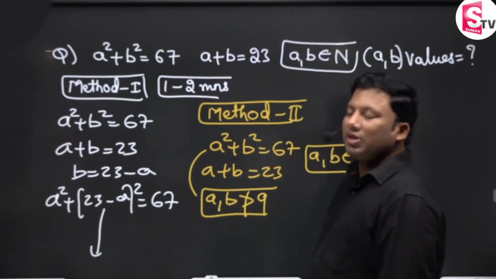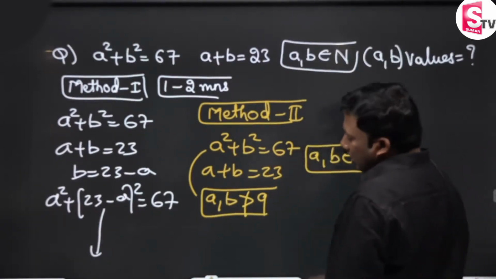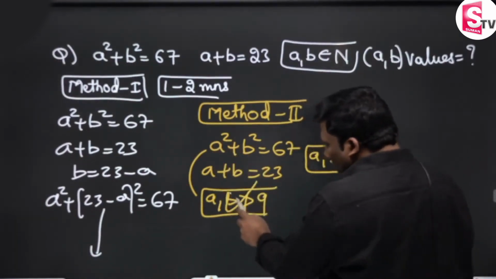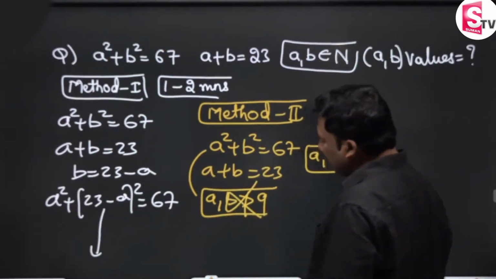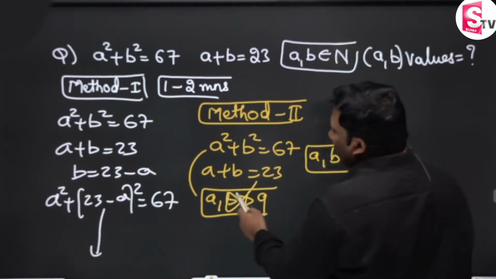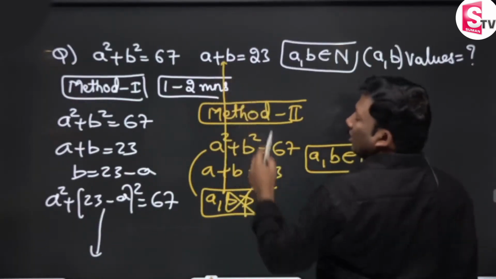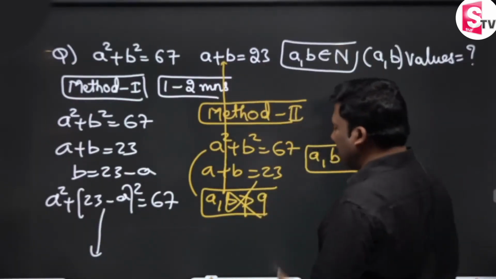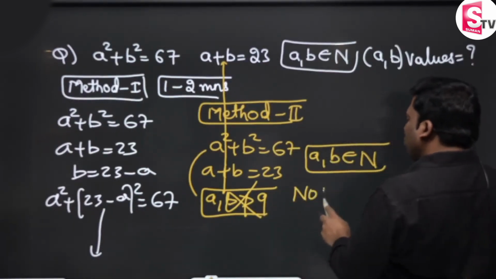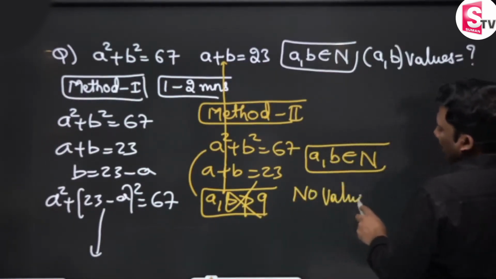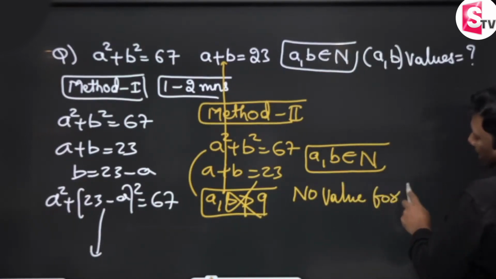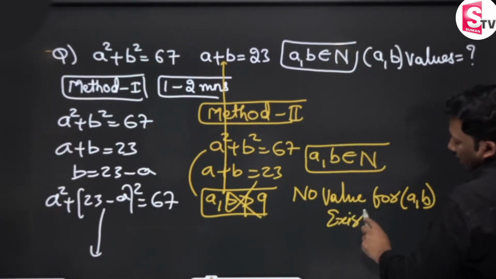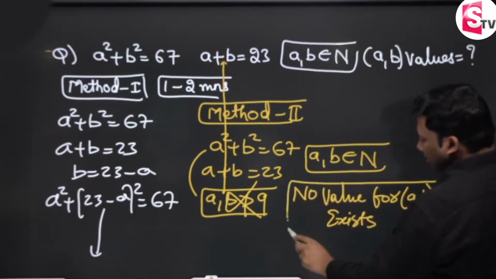What is the value given? 67. So 9 square is 81, and b square is greater than 0. It cannot be. a and b cannot take 9. If I substitute 9 and 9, it is 18, but the value given is 23. Just by looking at the question, within 20 seconds you can answer: no value for a, b exists that satisfies this equation.